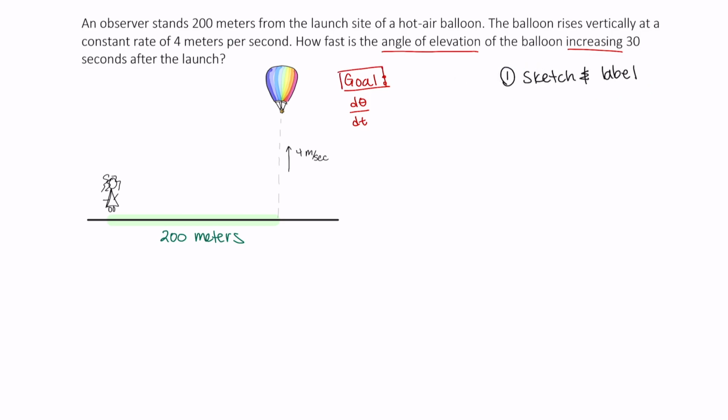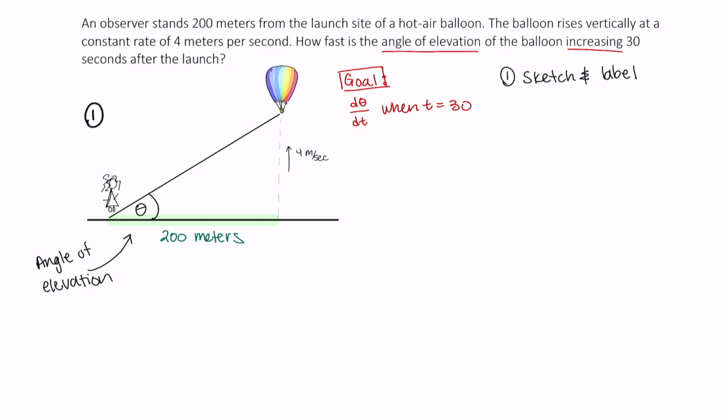Now, to achieve this goal, we're given a few things. One of them is 4 meters per second. We're given this 200, but we're also told we want the change in the angle of elevation 30 seconds after launch. So d theta over dt when t equals 30. Let's finish this sketch now. There we are. And this is the angle of elevation. We have completed step 1.